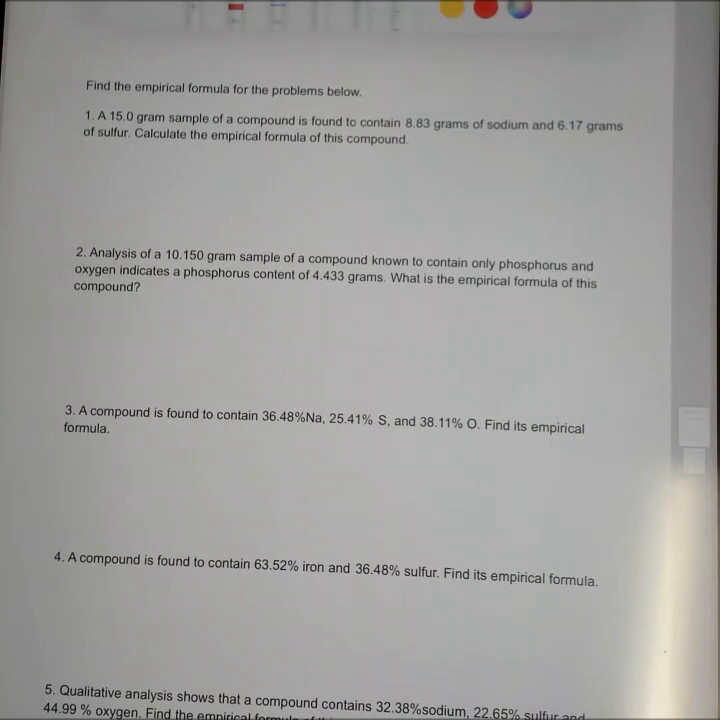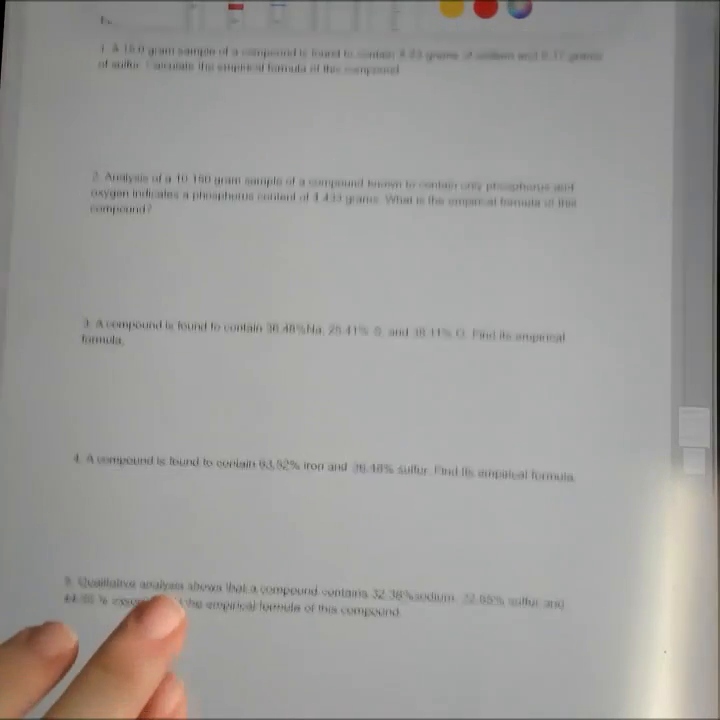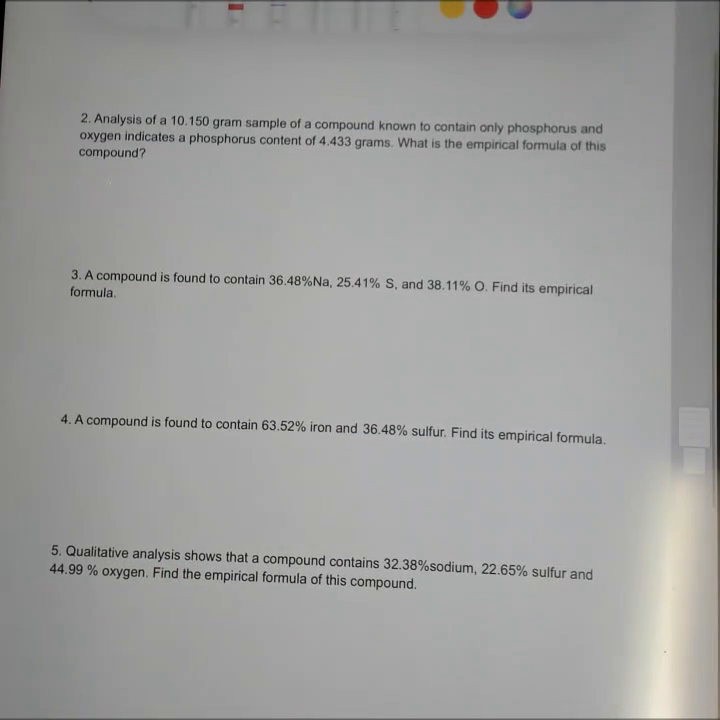But in order to find empirical, you need to get your substances to grams. In problems 1, 2, 6, and 7, they already have grams for you, so that just takes out a step. I'm going to do number 3 for you guys as an example, just so you can see how to get percents to grams. It's actually really easy because it doesn't give us how much of it we actually have or how much should be.